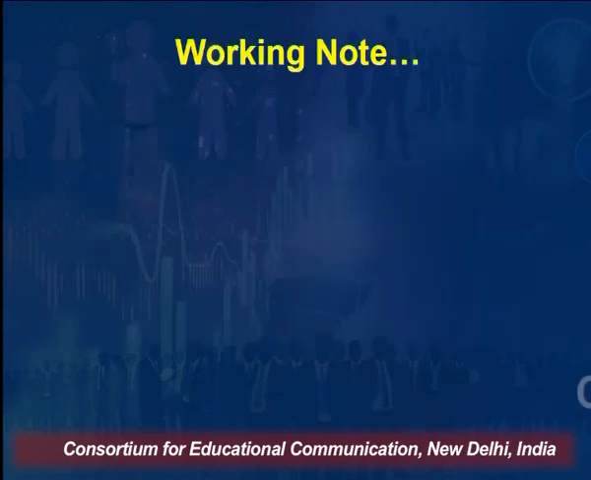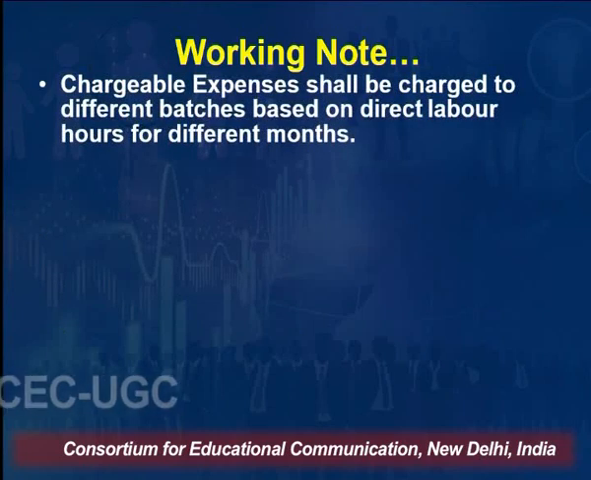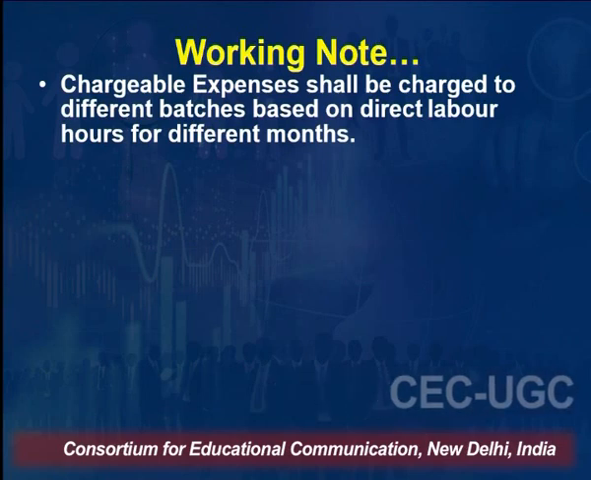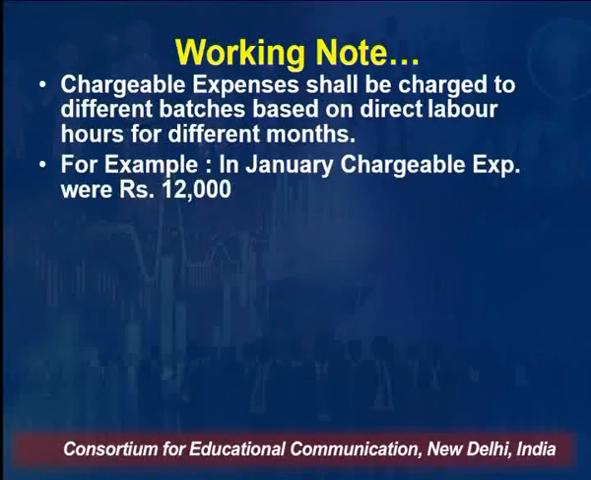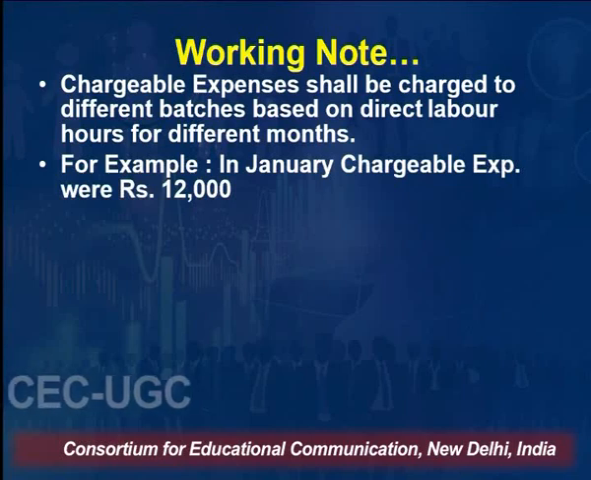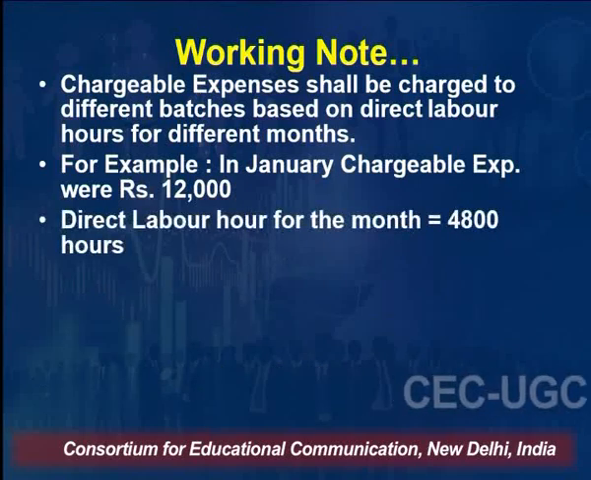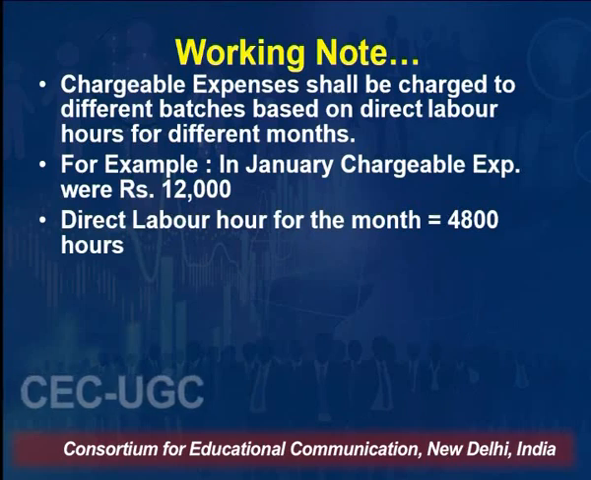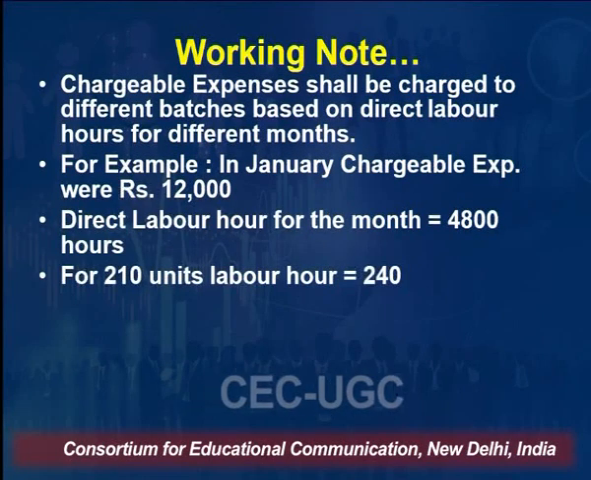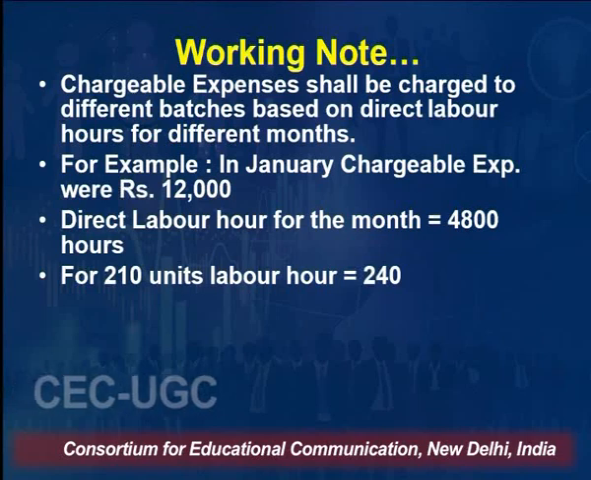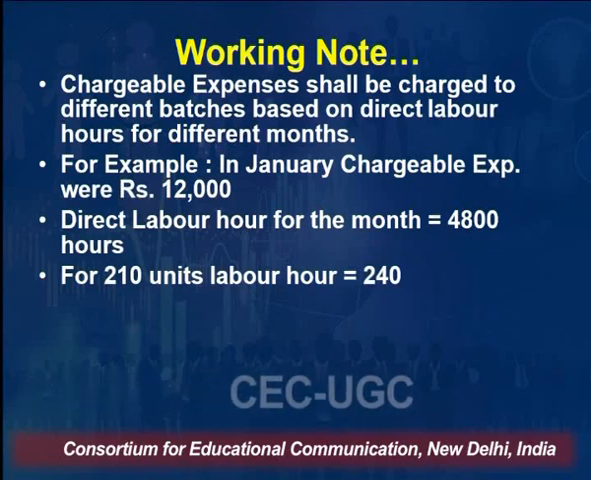So let us start with the working note only. Chargeable expenses, you need to give an assumption here that they shall be charged to different batches based on direct labor hours for different months, and I can show you with an example. For instance, suppose for January chargeable expenses are given to be 12,000, and direct labor hours, as I showed you, were for the entire month 4,800 hours. For 210 units, labor hour is 240, that is reported in the question, that for the month of January you have to produce 210 units and your labor hour consumed is 240.